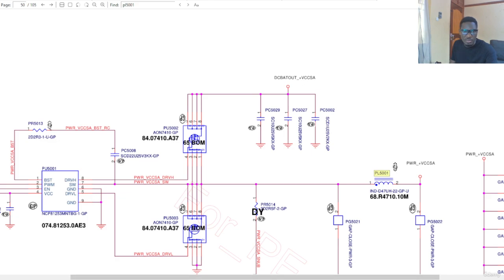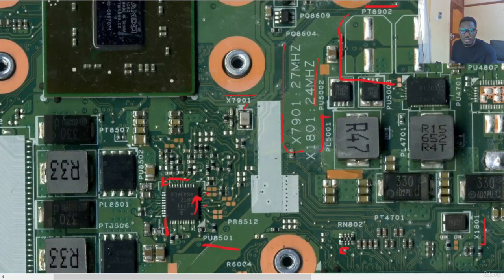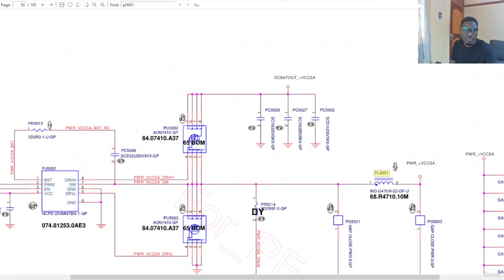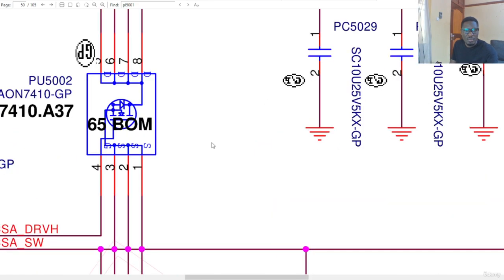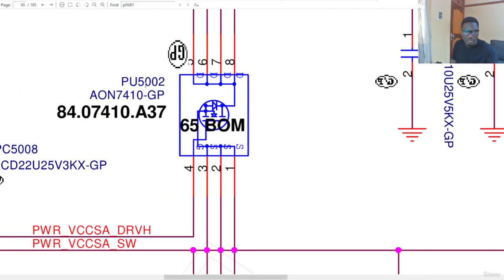So let's go back on the motherboard and take a look. If you take a look, you see that this PL5001 is connected to PU5002 and PU5003. So these two MOSFETs are the ones that are connected to this coil. And if you take a look here in the schematics, you see them exactly. And their labels are also included here.